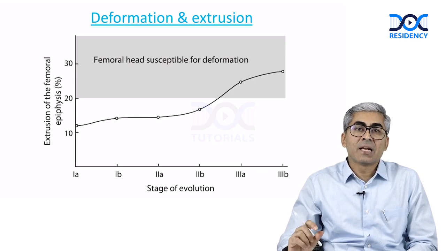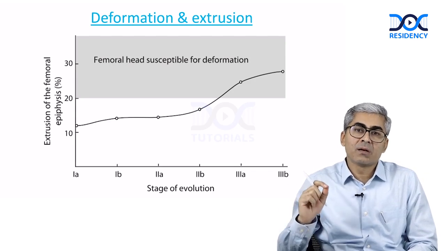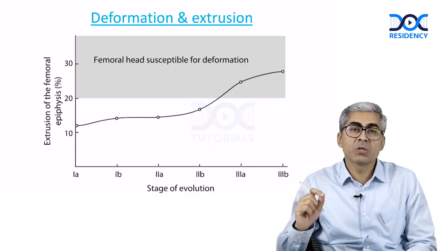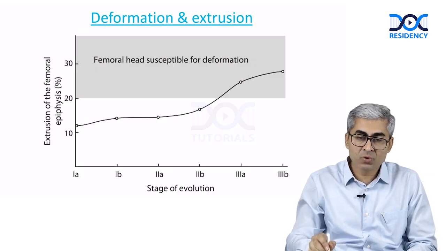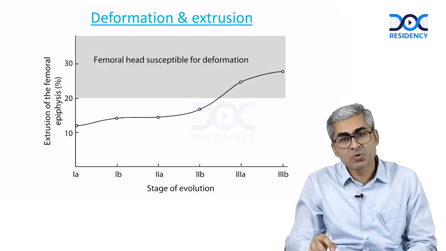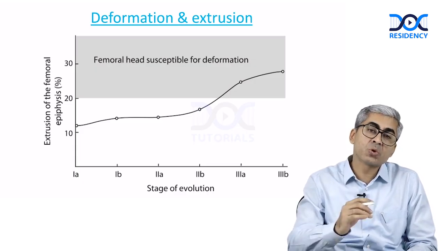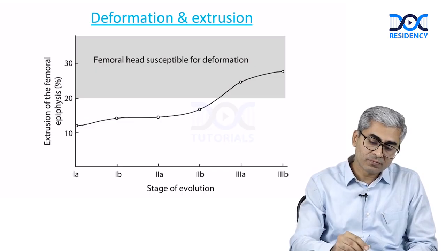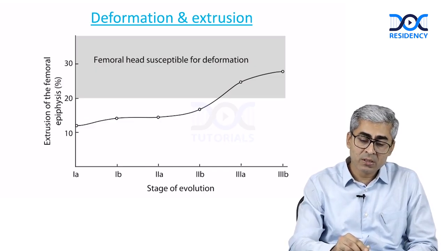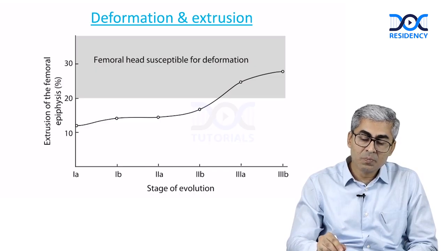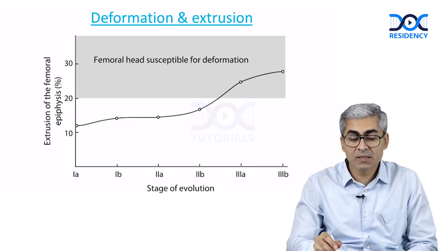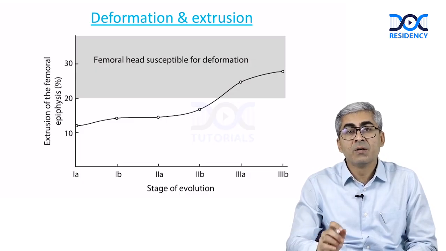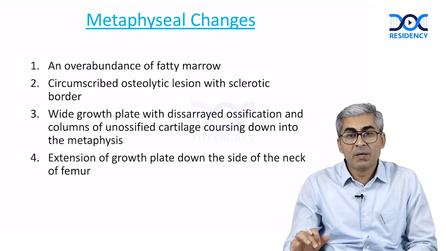So this is again a slide to show that deformation and extrusion are both related. That means once the head starts extruding, only then does the deformation happen. Below, we have shown the modified Elizabethtown staging, and in the vertical alignment it is the extrusion of the femoral head. From around 12% extrusion, when the stage comes to around 2B, the head becomes irreversibly extruded and deformed. So whenever the extrusion index exceeds 20%, there is irreversible deformation of the femoral head. That's what the slide means.